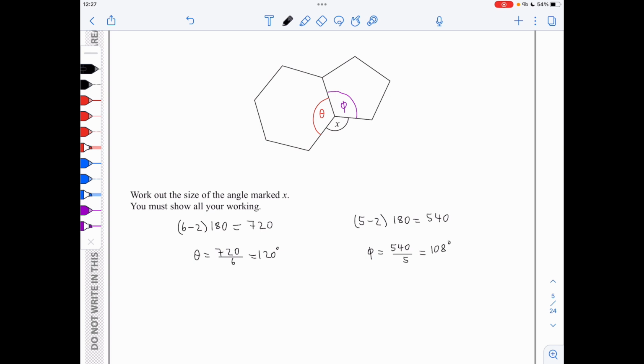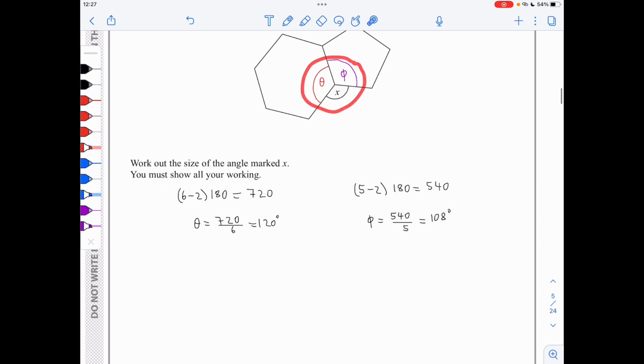So to find x, I will simply use the fact that theta, phi, and x are angles at a point, and therefore they add up to 360. So x is 360 minus (120 plus 108), which is 360 minus 228, which gives an answer of 132 degrees.